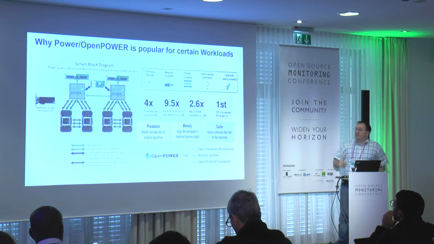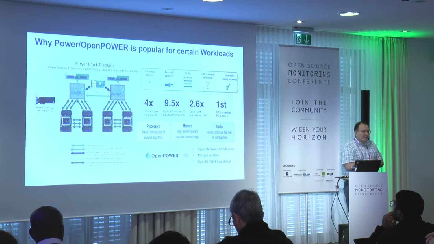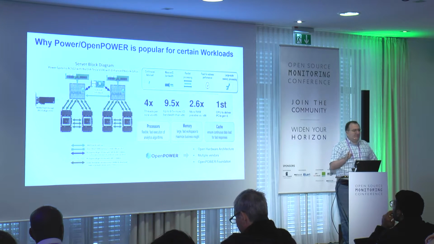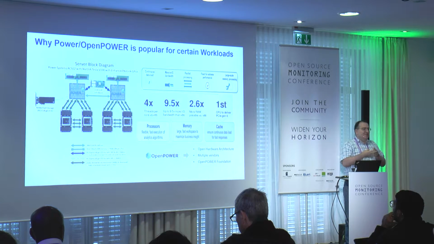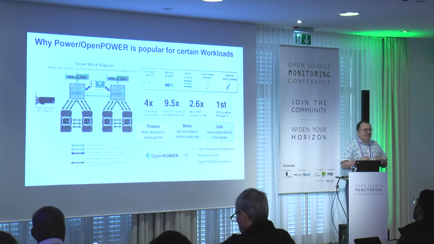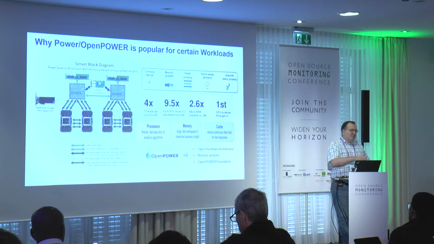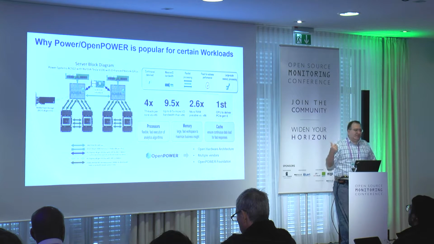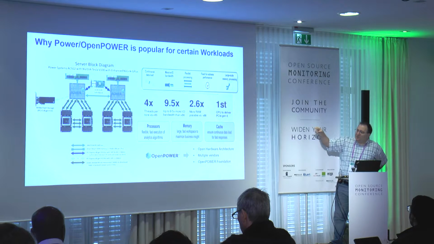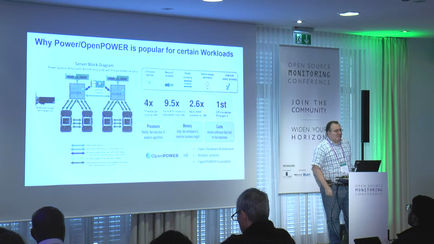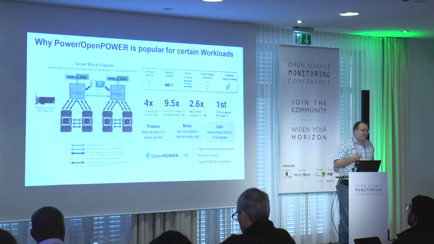So the first slide is why Power is popular for certain workloads, right? One of the biggest draws of this platform is the way that the architecture, the buses, and the internal communications compare to what AMD and Intel are doing nowadays. We get more I/O speed out of this architecture. You can see that there is a much more powerful bus between the CPU itself and the GPUs, right? So 3 channels of 25 gigabits per second.